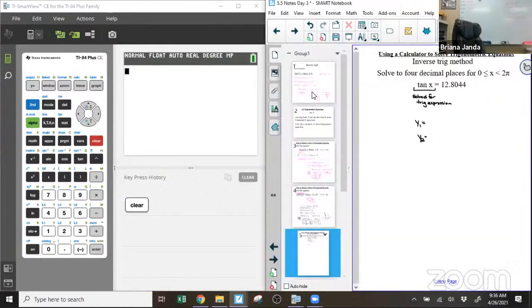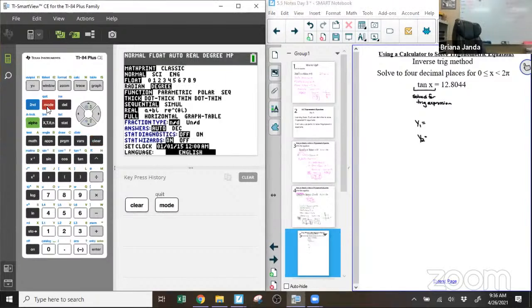First of all, hit your mode button. Most of the time this year we've been in degrees, but as we are solving these, we need to be in radians. So will you please hit your mode button? Look down on your calculator. Mine is currently in degree mode. I want to arrow down so where my cursor is highlighting radian and hit enter so that if I move off that line, radian is now the one that is highlighted.